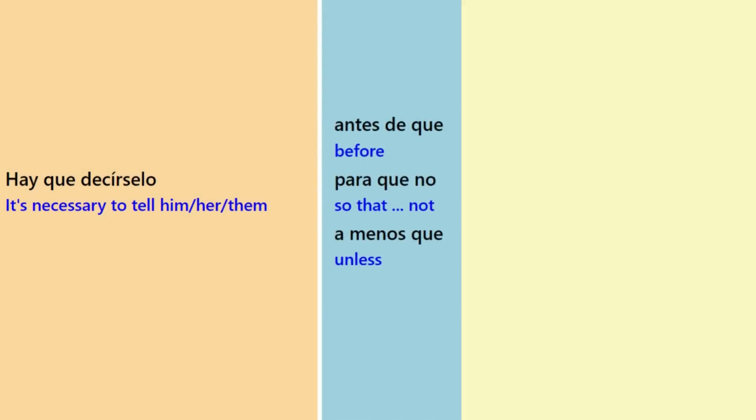And then we have antes de que, before. Para que is so that. Para que no, so that, and then the negative, so that they don't, or he or she doesn't. A menos que, unless. And you may have guessed that as these conjunctions show that there's uncertainty about something occurring, the subjunctive will follow. So we're going to stick with the same phrases that we had before, but we're going to put them into the subjunctive present they.